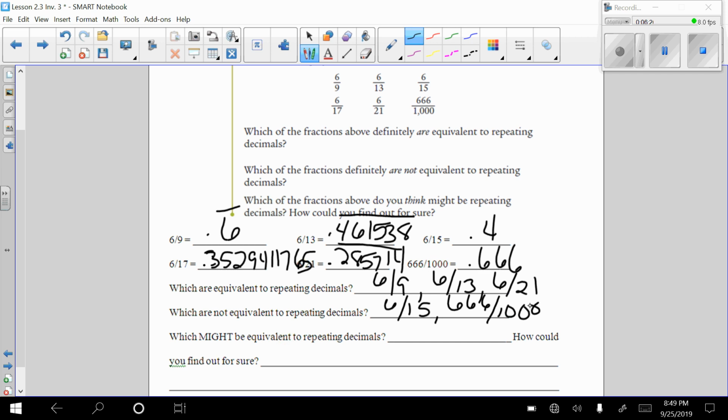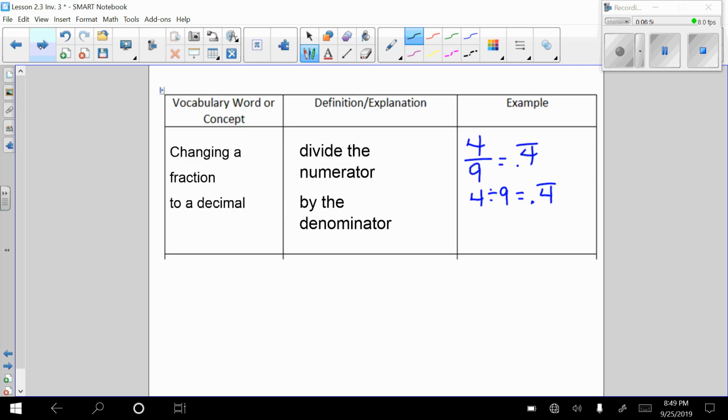The one I'm not sure about is 6/17. Since my calculator cannot hold as many digits as this possibly could go to, I am not 100% sure. The only way I would be able to do this is long division. I would need to write that out and keep dividing it until I either come to a repeating decimal or a terminating one. So now when you change a fraction to a decimal, you can see top divided by bottom. Putting it in your calculator, you can determine if it is repeating or terminating.